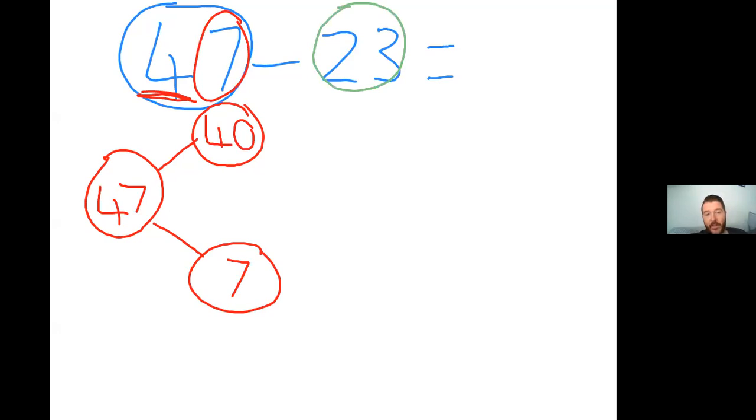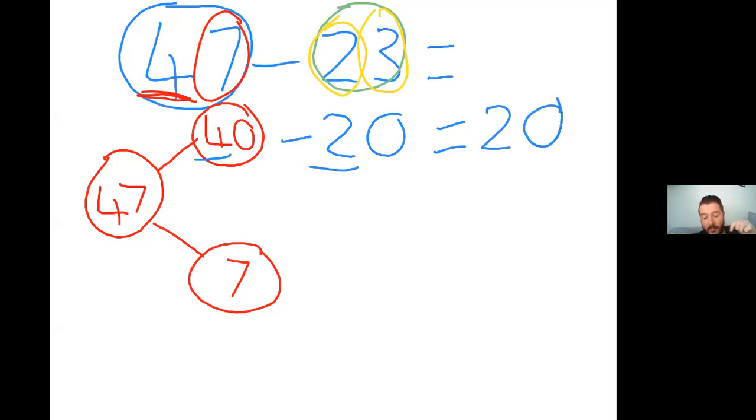So if I've got 47 and I want to take away 23, well, 23 is made up of 20 and 3, isn't it? So I'm going to take away the 20 from the 40. 40 take away 20, well, 4 take away 2 is 2, so 40 take away 20 would be 20. Then I need to take away the 3 ones from the 7 ones. 7 take away 3 is, let me show you, 7 ones, I take away 3. 1, 2, 3. That leaves me with 4 ones.